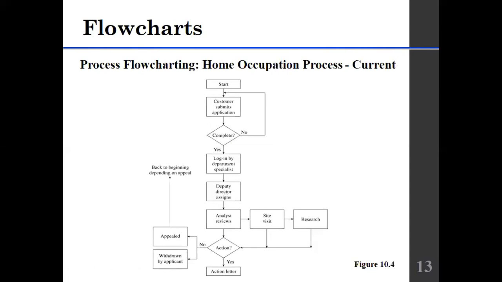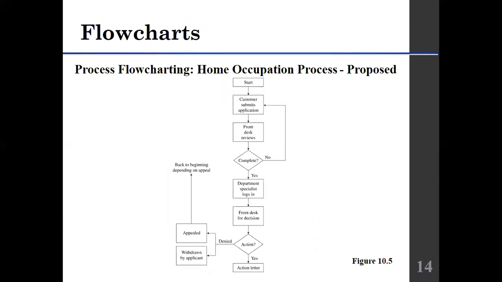Now let's move toward the simplest and most valuable flowchart. This is the flowchart which is much simpler than the previous one. So the authority is actually given to the front desk for decision here. The analyst review, etc. are eliminated in this particular flowchart because those reviews do not add value to the process.